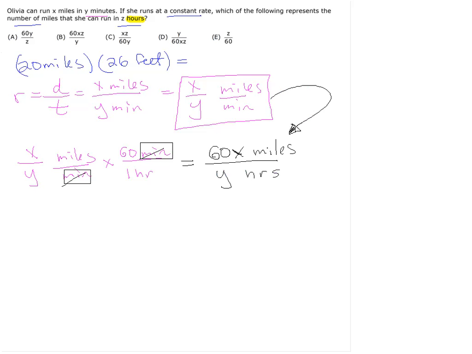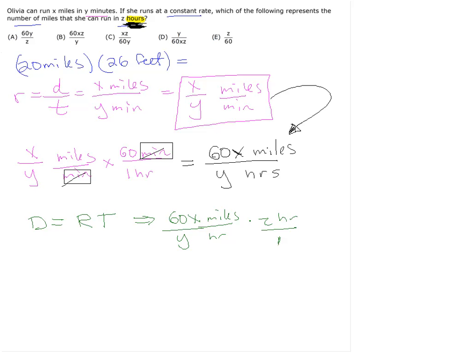And that's exactly what we need because remember, the question is asking how long she can run in Z hours. So now finally, at this point, we can say to ourselves, well, distance is equal to rate times time. So how far she can run is her rate, which is 60X over Y miles per hour, multiplied by Z hours, and you may want to put it over 1, just so you realize that it is a fraction over 1.